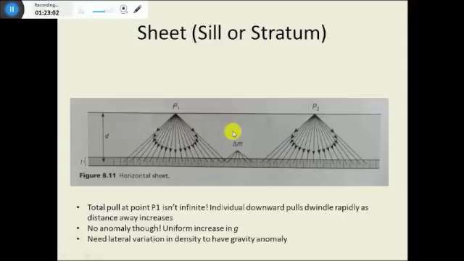But also, you actually wouldn't expect an anomaly over this. And does anyone know why you wouldn't expect an anomaly? Think of it in terms of the change in density. There's actually no change in density here, because this body is going infinitely that way, infinitely this way. So it's just going to be a flat line going over it. So it might cause a shift up and down in your anomaly, but you're actually not going to get a peak or a trough.